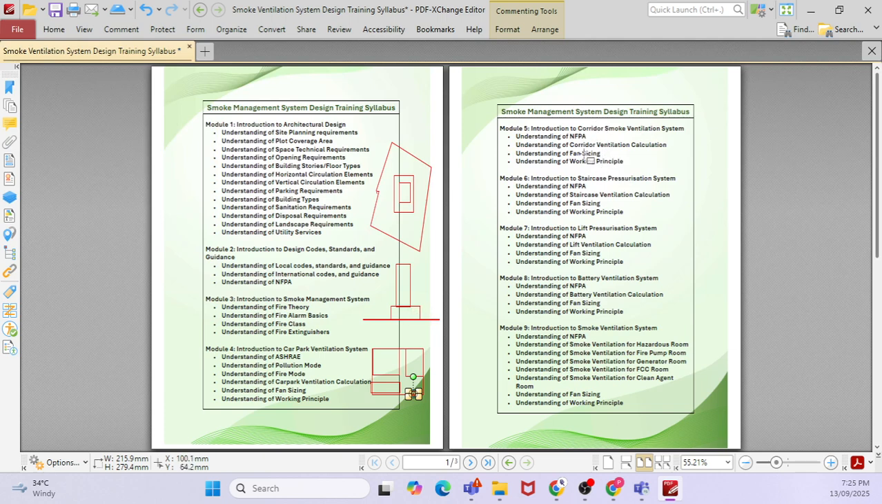Similarly, we are going to see what the understanding of NFPA is and how to do the corridor ventilation calculation, and what the fan sizing is, and what the working principle is, right?